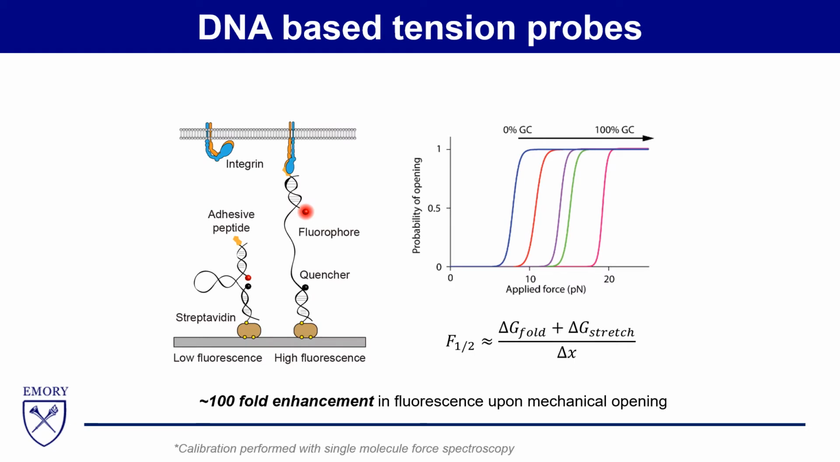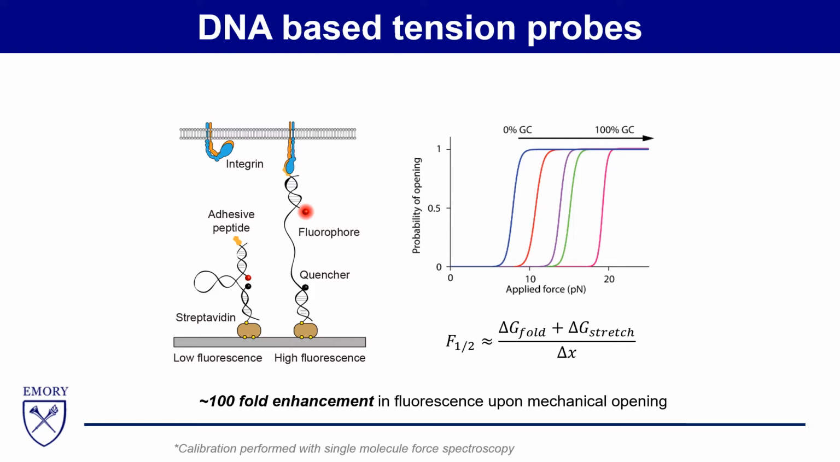The most precise molecular tension probes are DNA hairpin-based probes shown here. In our design, a DNA hairpin is flanked by a fluorophore quencher pair. Force exceeding a sequence-dependent tension threshold, called the F1/2, opens the hairpin and results in a 30 to 100-fold increase in fluorescence intensity. DNA hairpins have very tight force response thresholds, making these probes essentially digital switches that offer very precise quantification of molecular force magnitudes.